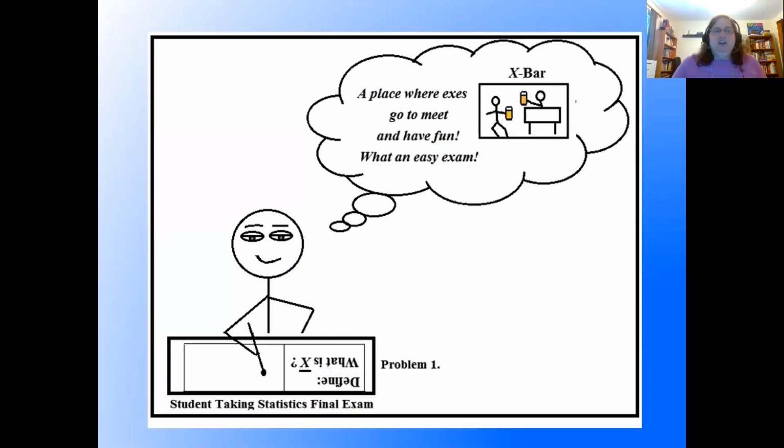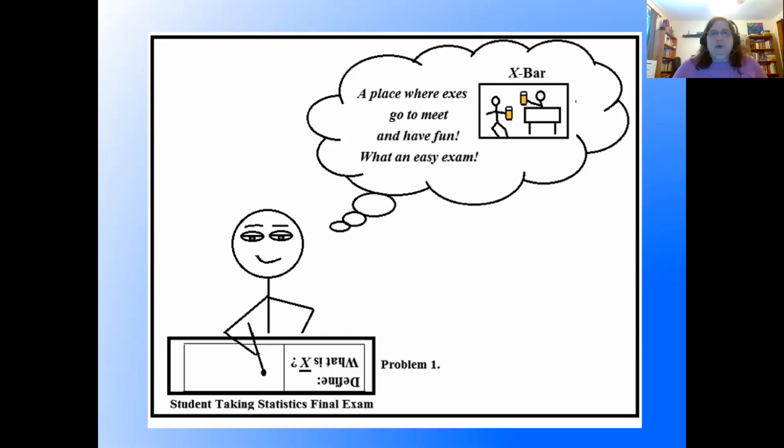All right, so let's start with a little bit of a lighthearted review, and then we'll get to the more serious points. So what is X bar? A place where X's go to meet and have fun. What an easy exam.